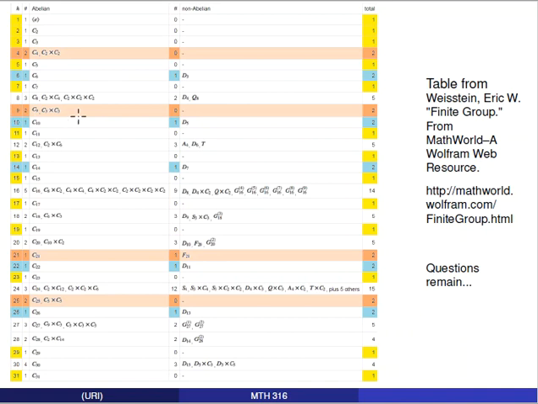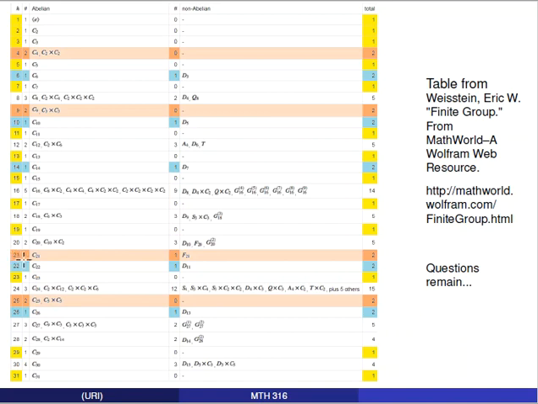Groups of order 9 involve just two groups, Z9 and Z3 direct product Z3. And if I take a look at groups of order 25, there are just two of them, Z25 and Z5 direct product Z5.